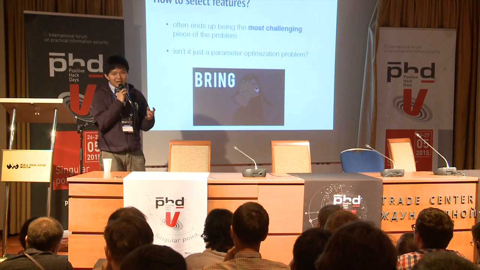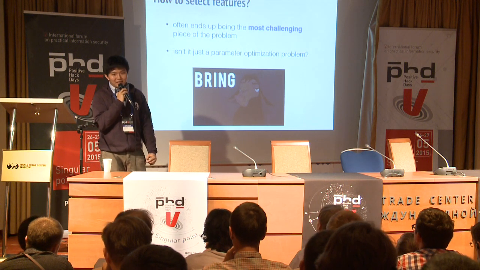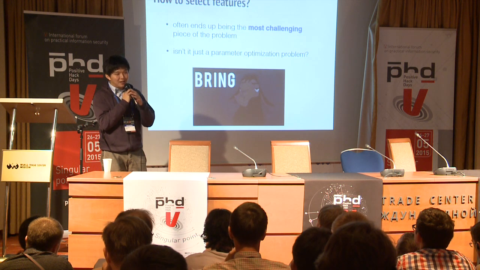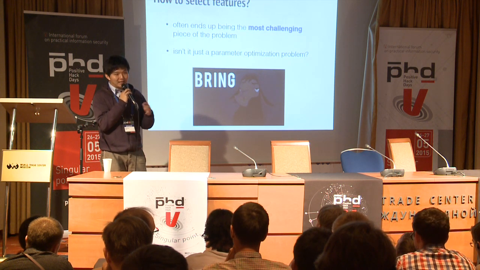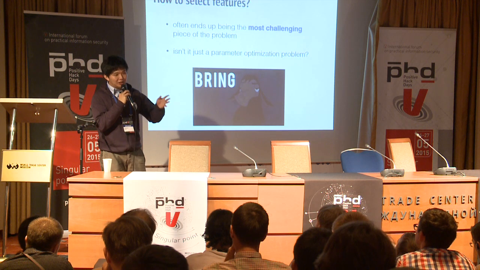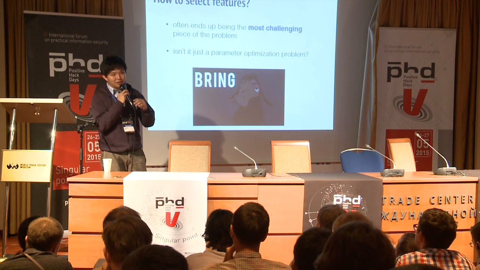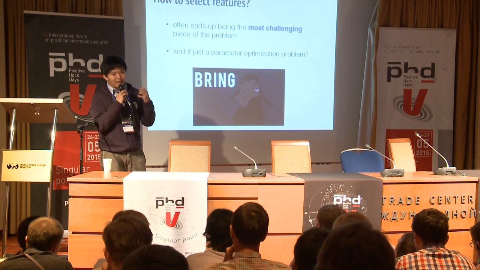But if you think about it, isn't it just a parameter optimization problem? Let's say you have an n-dimensional data set, and you want to look at each dimension as a feature, and you want to select a certain number of these features, and then train your machine learning model based on those features. And then you want to get the best accuracy from this. So you can just do, very naively, a brute force approach and see which combination of these gives you the best accuracy. But actually, it's not that simple.